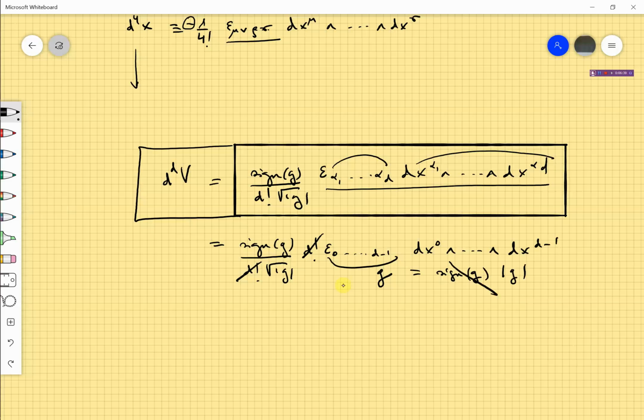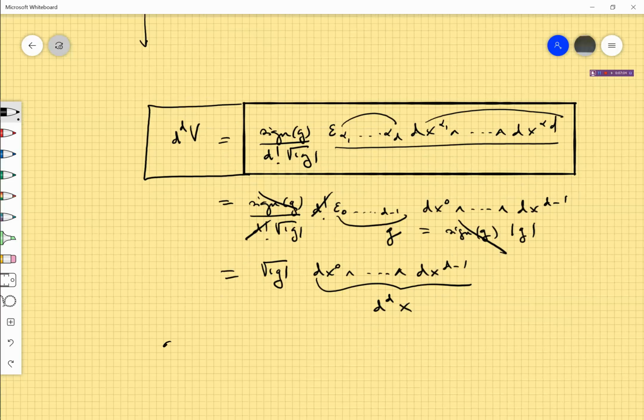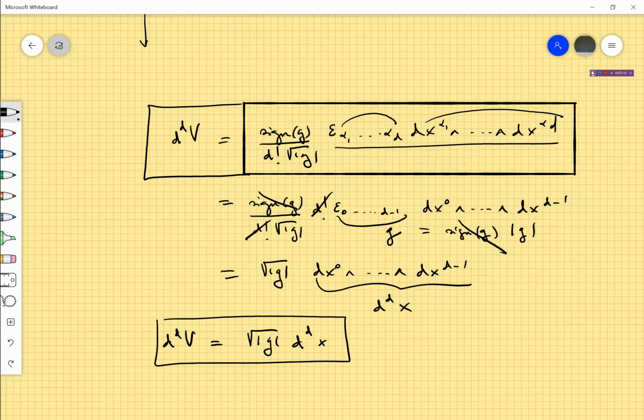Now this sine will cancel this one, and I have this divided by the square root, so this is equivalent to the square root of g dx0 ... dx d minus 1, which is what typically we write in this form, d^d x. So the invariant volume, the d-dimensional volume element in coordinates like this, is always written in this way. The difference with the Minkowski case is this factor of a square root of g.